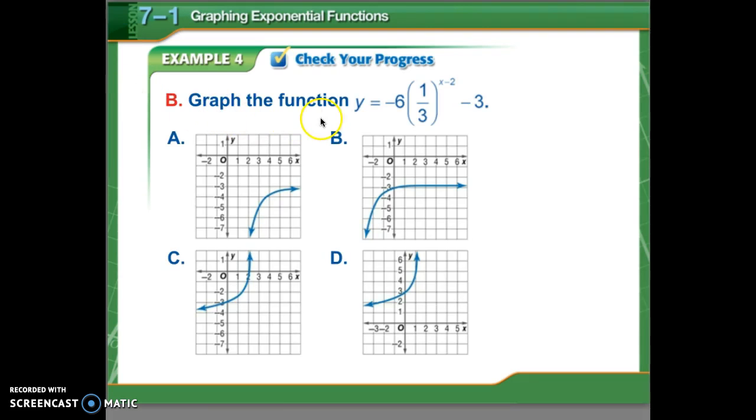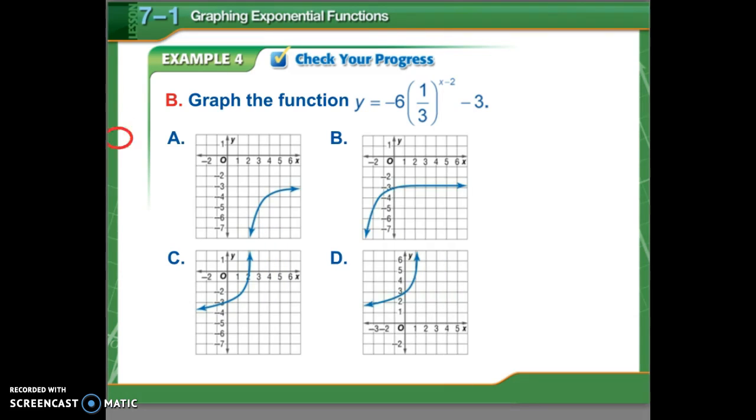Okay, now we're looking at part B for the check your progress. We have the function negative 6 times (1/3) to the x minus 2 power, minus 3. So think about the transformations that are evident in this equation. When you have your answer, go on to the next screen. Okay, our answer this time is choice A again.